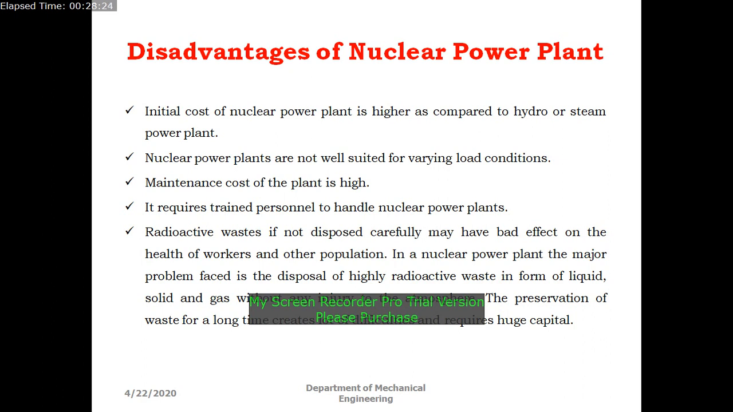So this entire process is a costly affair, and these reactors are not well suited for varying load conditions. If there is a continuous fluctuation in the load, it will be difficult to control the rate of chain reaction continuously. That is also one problem. And the maintenance cost of the plant is high.